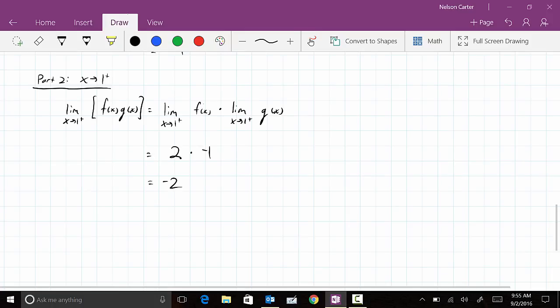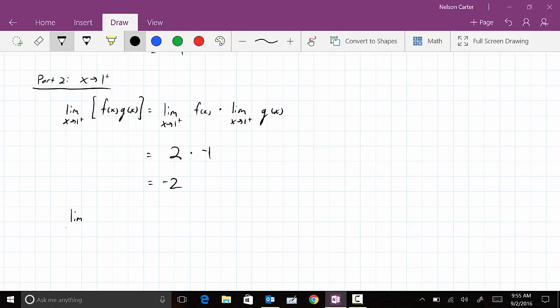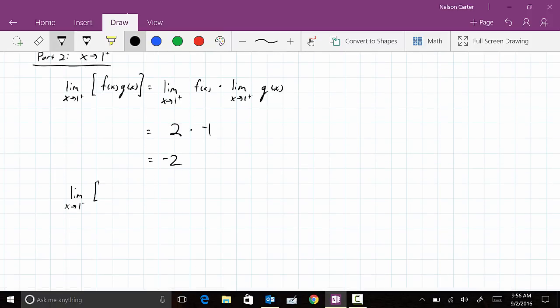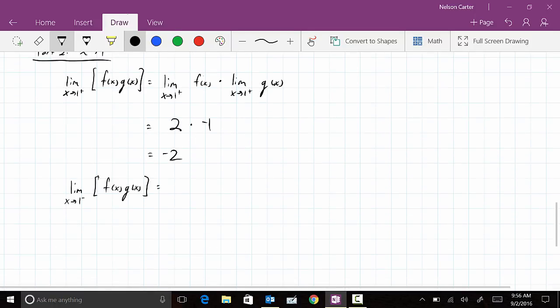So now what we're going to ask ourselves is, we know that the limit as x approaches 1 from the left of f of x times g of x was equal to negative 4. We also figured out what was the limit as x approaches 1 from the right of f of x times g of x.